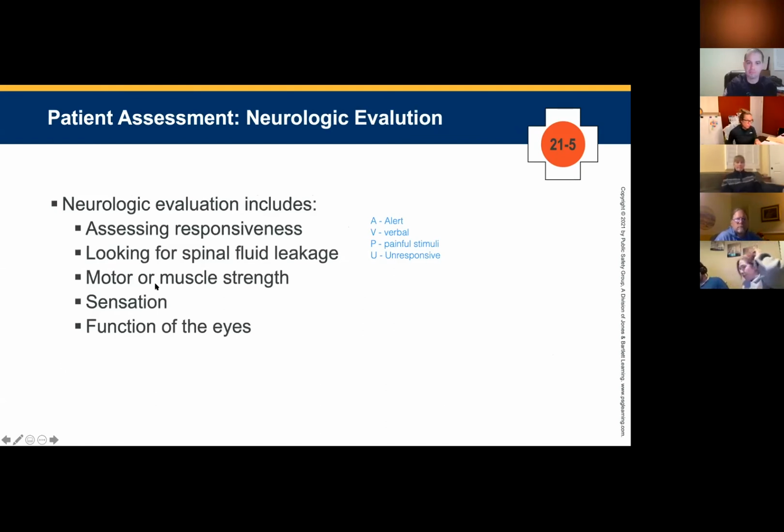We can assess for motor and muscle strength. The way we do that is we have the patient squeeze our fingers. We take our fingers, put them in their hands, and have them squeeze. We can also ask, can you tell me what finger I'm touching? I usually like to go for the middle one because I can make a bunch of jokes out of it. And then we can also assess the feet. I like to call it gas pedals, where we have them push down on our hands and point their toes to their nose, and we're assessing the strength. We can assess for sensation and then function of the eyes.